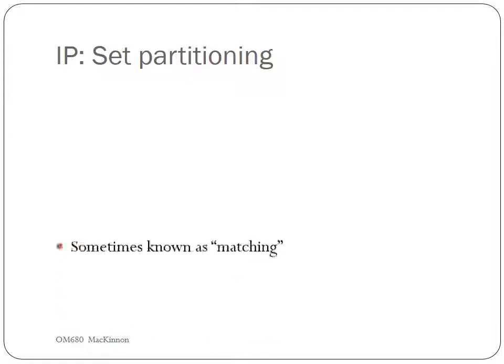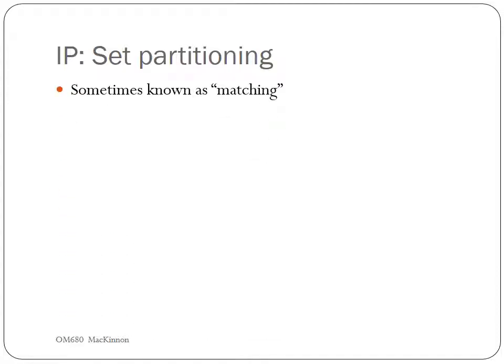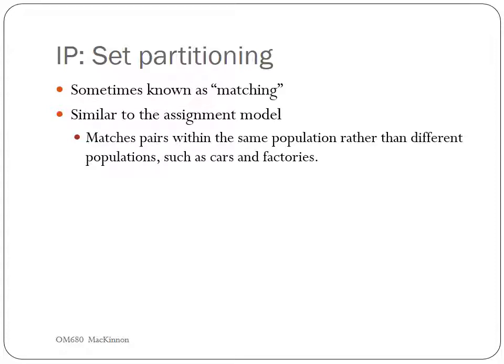Set partitioning is sometimes known as matching, all right? And it's actually similar to the assignment model, okay? And what we do is we match pairs within the same population rather than different populations, such as cars and factories. Okay, in the assignment model that we did a chapter or two ago, we matched cars with factories. All right, but in this particular case, we are going to match pairs of things, whatever they are, within the same population. All right, and the goal is to minimize the number of conflicts.